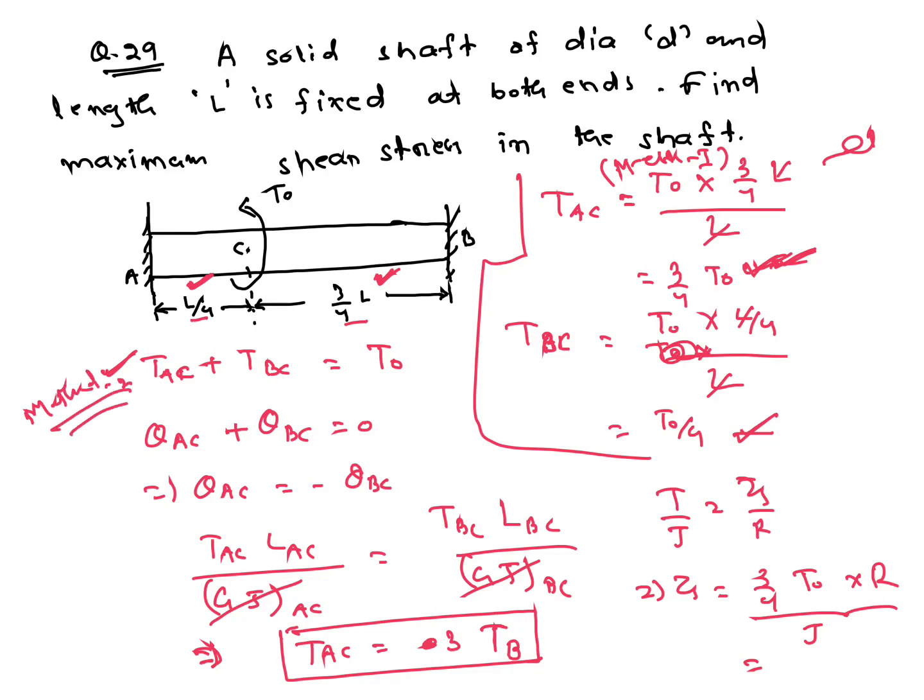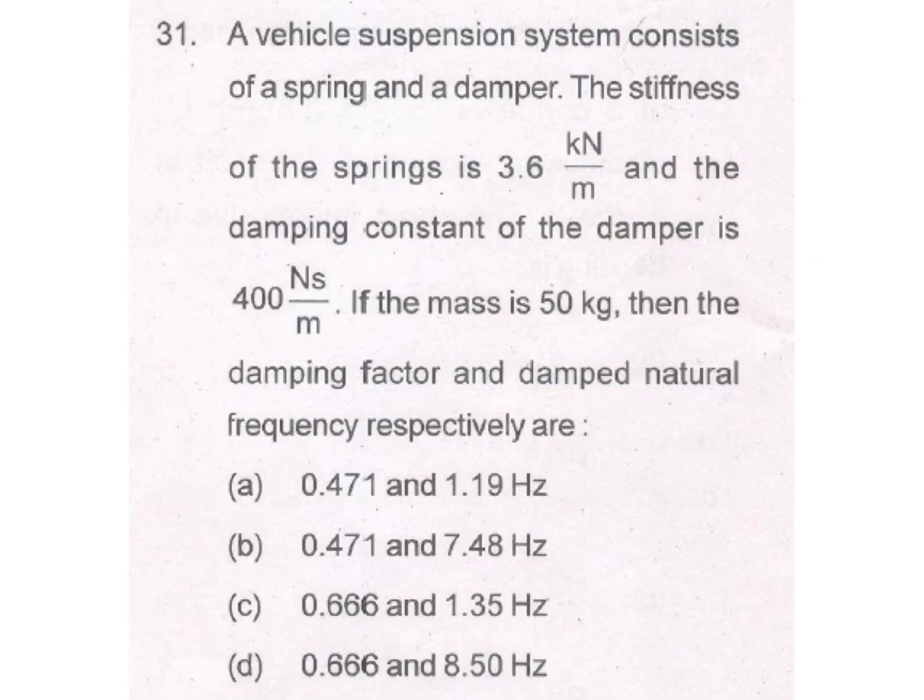A vehicle suspension system consists of a spring and a damper. The stiffness of the spring is 3.6 kN per meter and the damping constant of the damper is 400 Newton second per meter. If the mass is 50 kg, then the damping factor and the damped natural frequency you have to calculate. So stiffness K equals 3.6 kN per meter, the damping constant of the damper, this is C, is 400 Newton second per meter, and mass M is 50 kg.